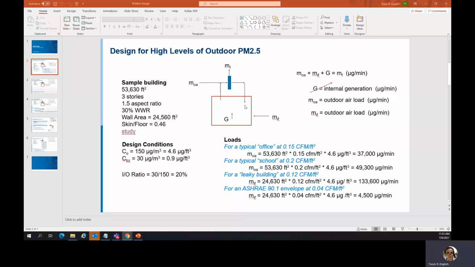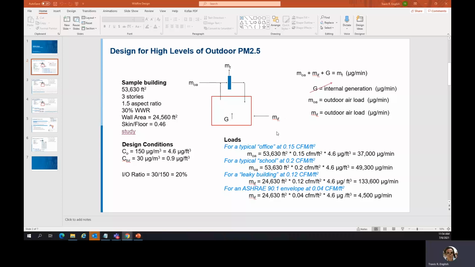So the first question, of course, is which one of these is the bigger load and what is the overall relative magnitude of those loads? And so for this building, that's not too hard to calculate. If the outside air was at 0.15 CFM a square foot, like for an office building, then you're going to be looking at this 37,000 micrograms a minute as the load coming into the building. As the ventilation rate increases, obviously that'll go up. So for 0.2, more like a school or one of our clinics, it'd be about 50,000. And I'm guessing it would just ratchet up from there as your outside air number increases.